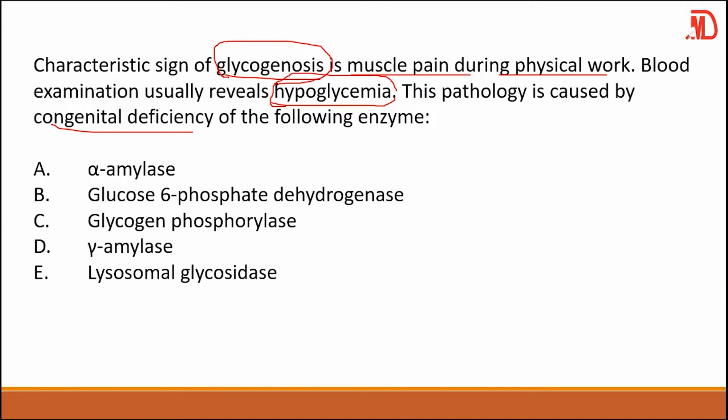So please, as an assignment, go and look for the other types of glycogen storage diseases or glycogenosis. So over here, your answer should be glycogen phosphorylase. This is called type 5. Okay.